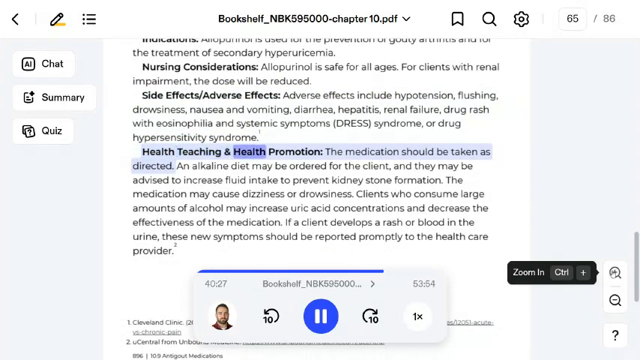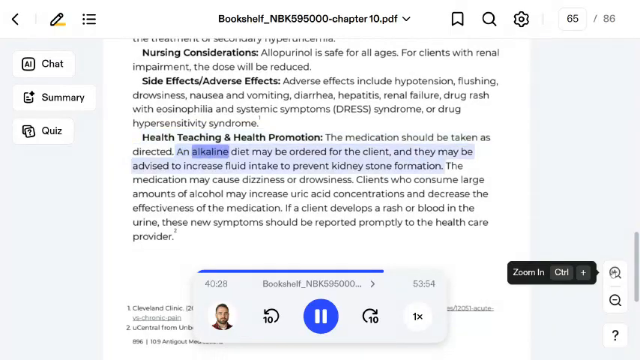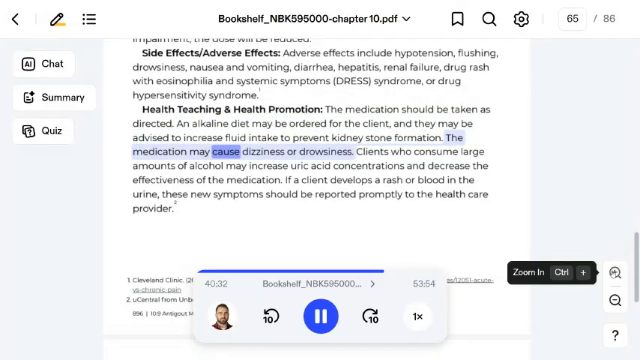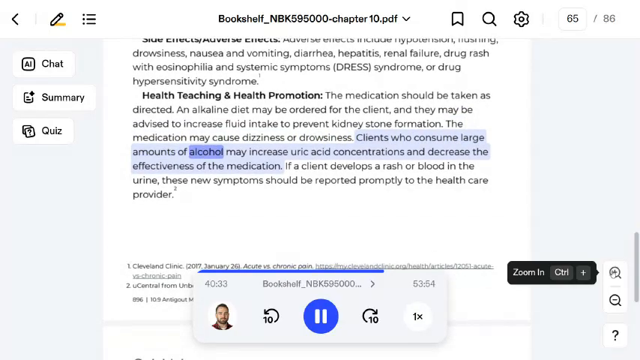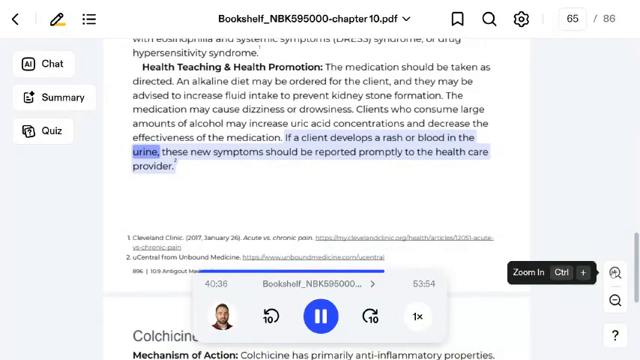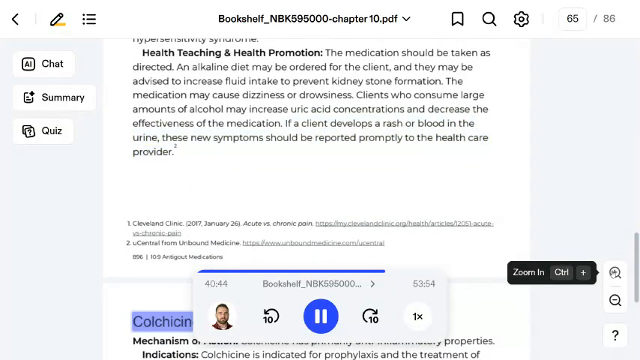Health teaching and health promotion. The medication should be taken as directed. An alkaline diet may be ordered for the client, and they may be advised to increase fluid intake to prevent kidney stone formation. The medication may cause dizziness or drowsiness. Clients who consume large amounts of alcohol may increase uric acid concentrations and decrease the effectiveness of the medication. If a client develops a rash or blood in the urine, these new symptoms should be reported promptly to the healthcare provider. Colchicine.